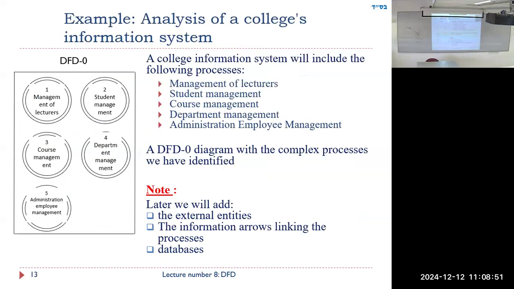Here's an example of a DFD0, where you see that they're all complex systems. And they usually start with the word management, for example: management of lecturers, student management, department management, course management, administration employee management. There are no external entities here yet, but the point is, this is your starting point.